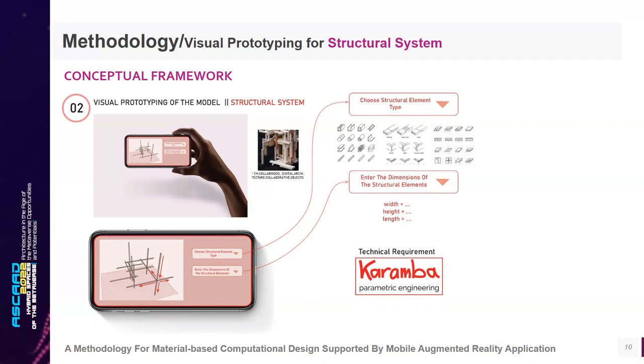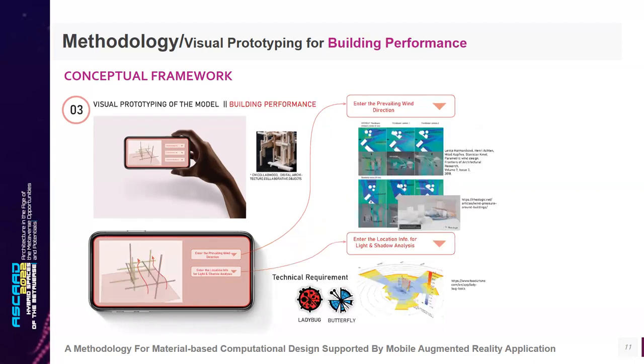The dimensions of this particular structural piece are entered in the subsequent tab. The behavior of the structure, which is modeled on Karamba and simultaneously is sent to the application via the hologram SDK, is seen on the MAR application screen. The building performance interface, which is linked to the Ladybug and Butterfly tools for the simulations and simultaneously brought back to the screen, should be filled out with information such as the position and direction of the prevalent wind.